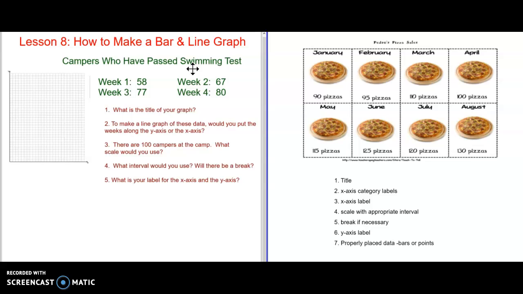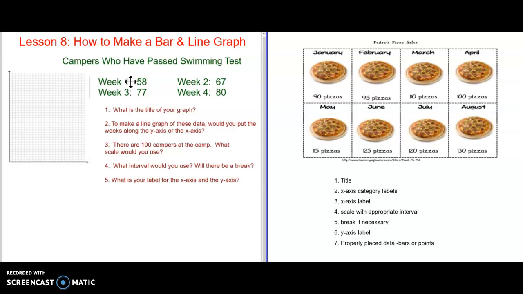So looking at this information, we have week 1, week 2, week 3, week 4. There's our big hint for what type of graph this is. Our bar graph is used to compare data, and our line graph is used to show change over time. Because we're talking about the number of kids each week, that's going to be change over time.